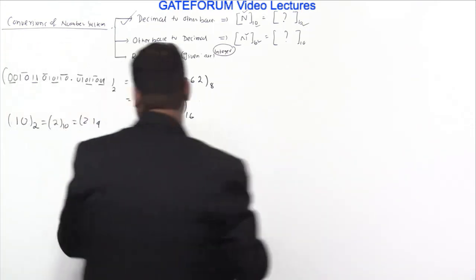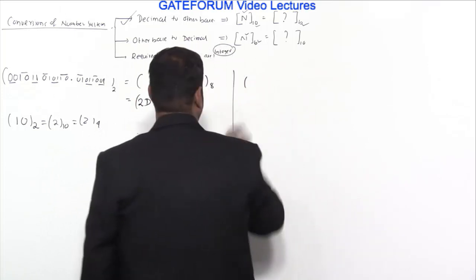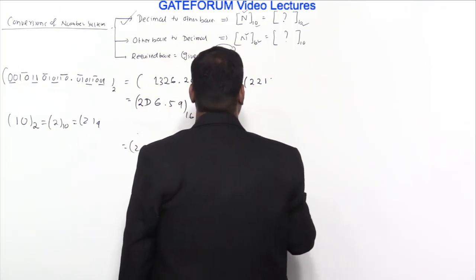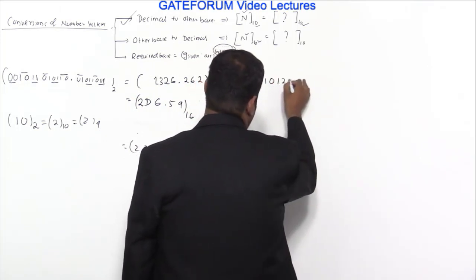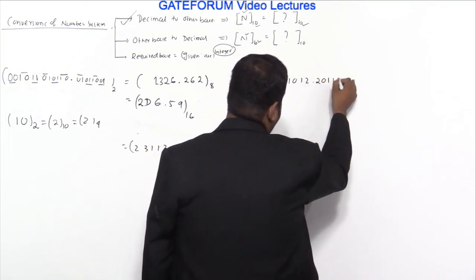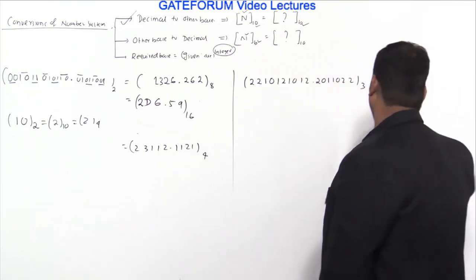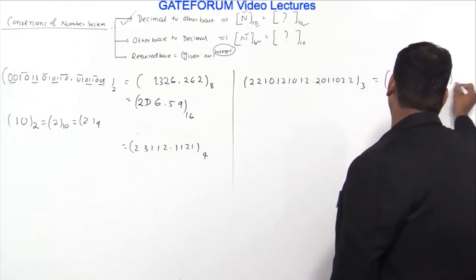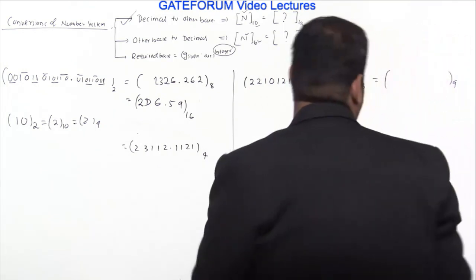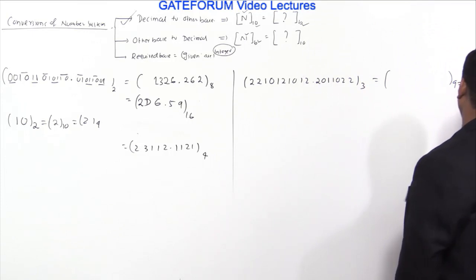Now one more example I would like to give. Suppose this is given like 2, 2, 1, 0, 1, 2, 1, 0, 1, 2 dot 2, 0, 1, 1, 0, 2, 2, base is 3. And somebody is asking me to obtain the base 9 equivalent of this. So how do you solve this problem? Base 9 is equal to 3 power 2.